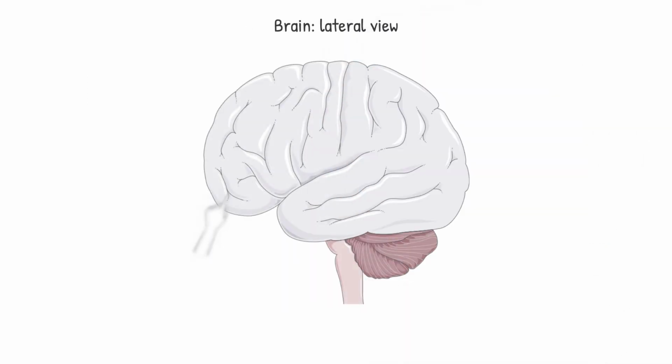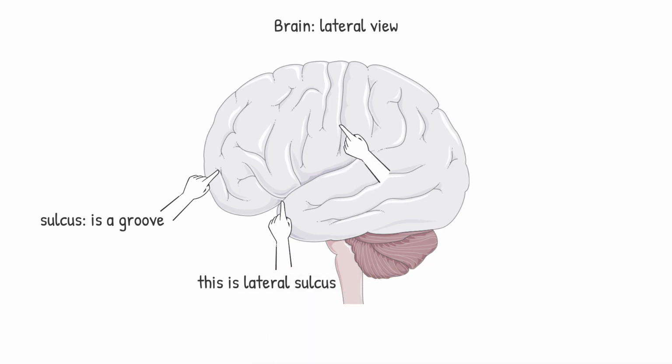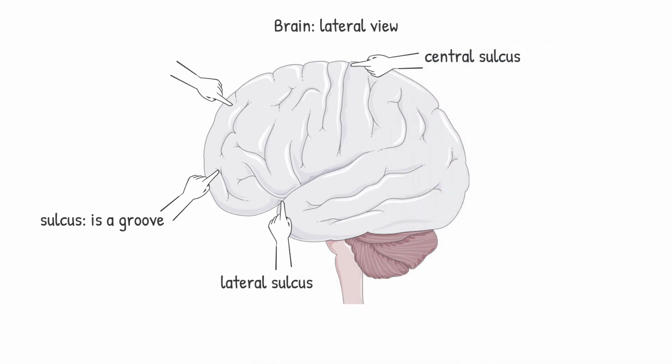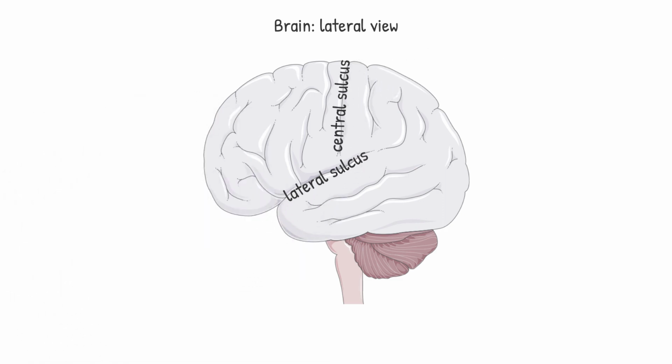This is a lateral view of the brain. There are many grooves in the brain, we call them sulcus. This one is called lateral sulcus. This one is the central sulcus. Between two sulci, we have gyrus, which is a ridge. The lateral and central sulci are anatomical landmarks.